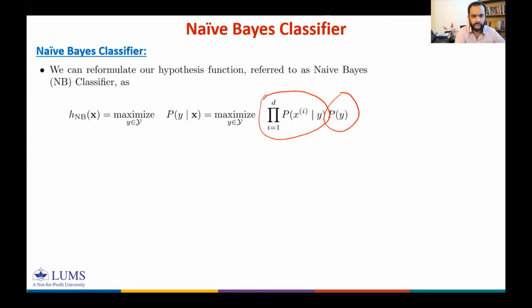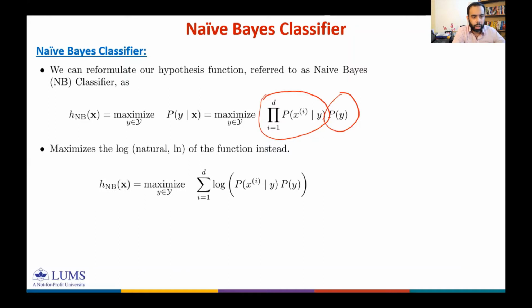In practice, instead of maximizing this product, as we did earlier, we maximize the log, or in fact the natural log, of the function. When you take the log of this, we can change this product into a summation, and when you further simplify, we can also write these probabilities, which are conditional, and this one is from the prior.